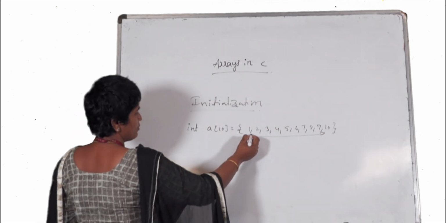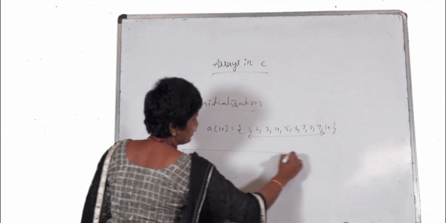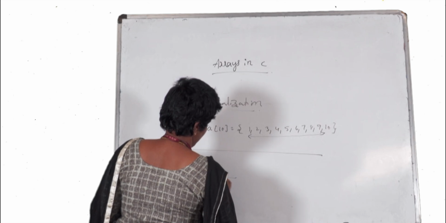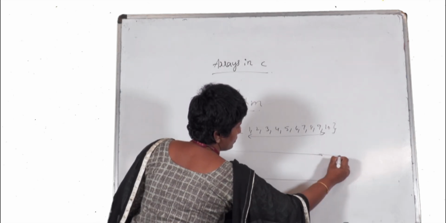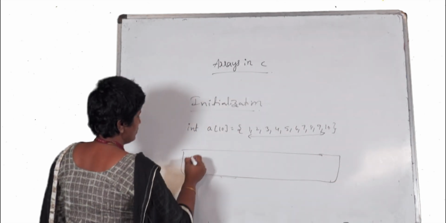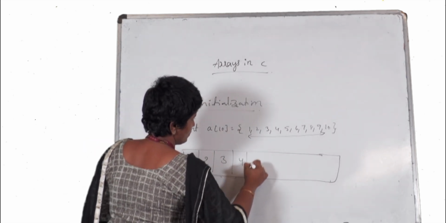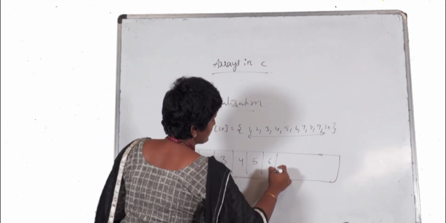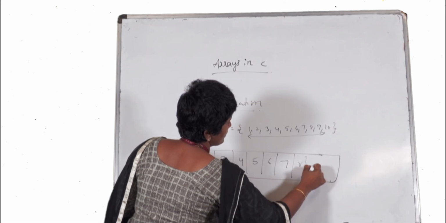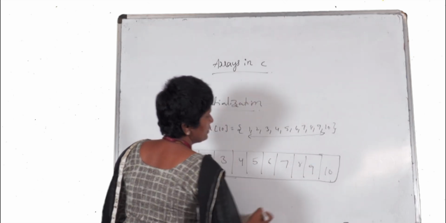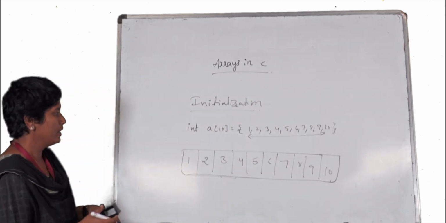How will it store? 1, 2, 3, 4, 5, 6, 7, 8, 9 and 10. This is the continuous memory storage.